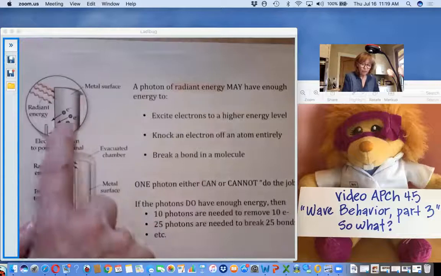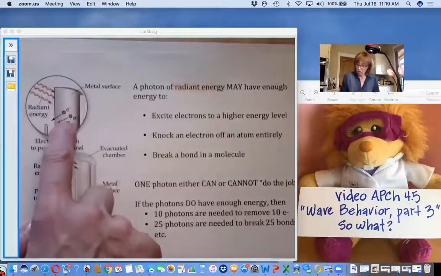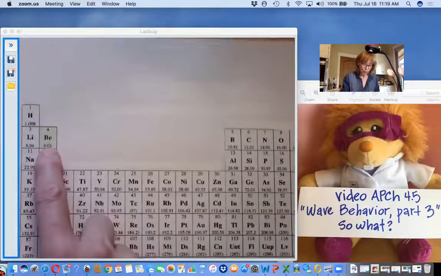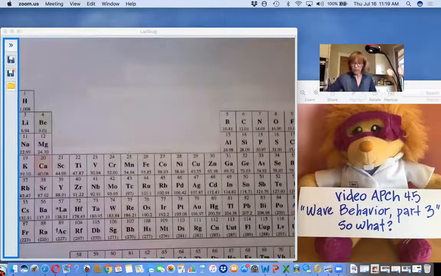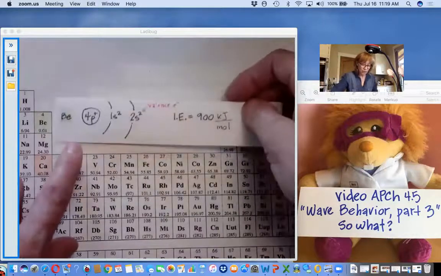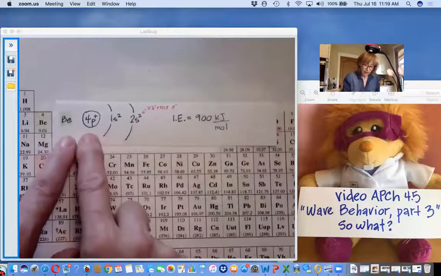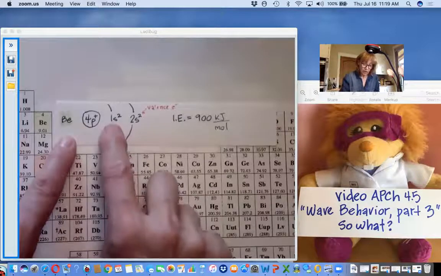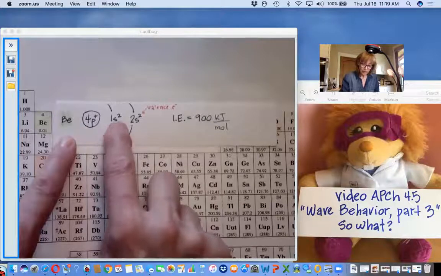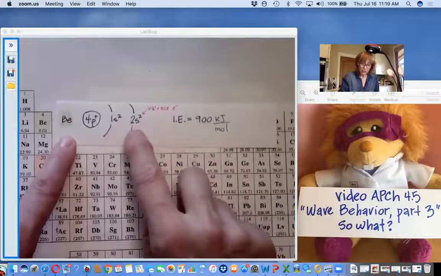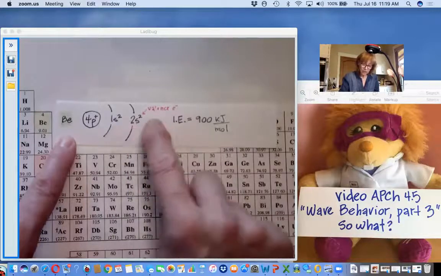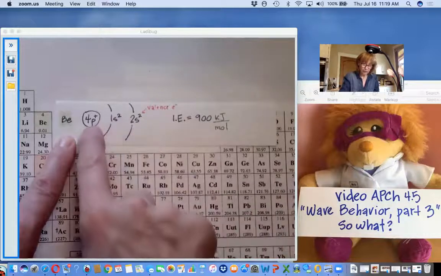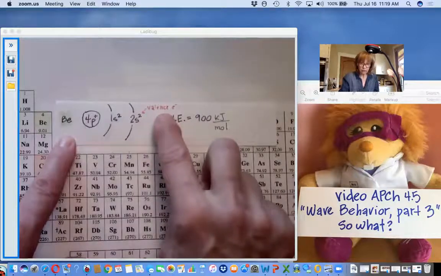We have to choose a metal to put in the device. So I'm going to have us consider, first of all, the metal beryllium. Okay, and beryllium has 4 protons in its nucleus and 4 electrons outside the nucleus. Those 4 electrons are in the 1s sublevel, and then there are 2 electrons in the 2s sublevel. And these 2 electrons in the farthest energy level from the nucleus are the valence electrons.